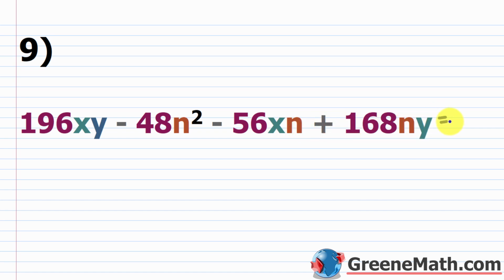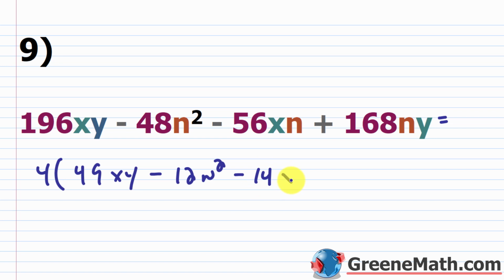All right, so the GCF here would be 4. Everything's divisible by 2, and then also divisible by 4. If you look at 196, 56, 48, and 168, those are all divisible by 4. So let's go ahead and pull that out. 196 divided by 4 is 49, so this would be 49xy. Then minus 48 divided by 4 is 12, so 12n squared. Then minus 56 divided by 4 is 14, so 14xn. And plus 168 divided by 4 is 42, so 42ny.